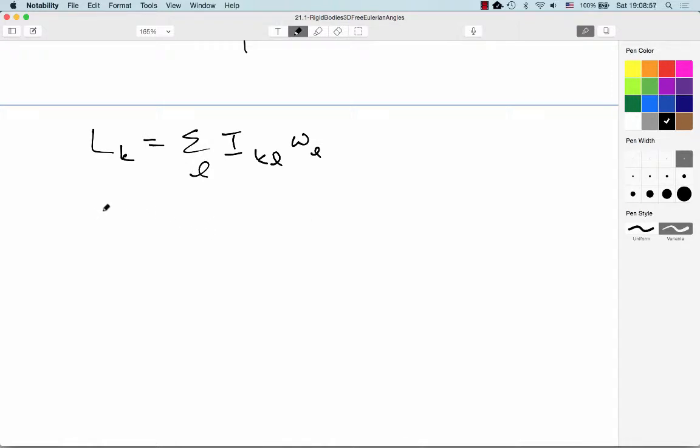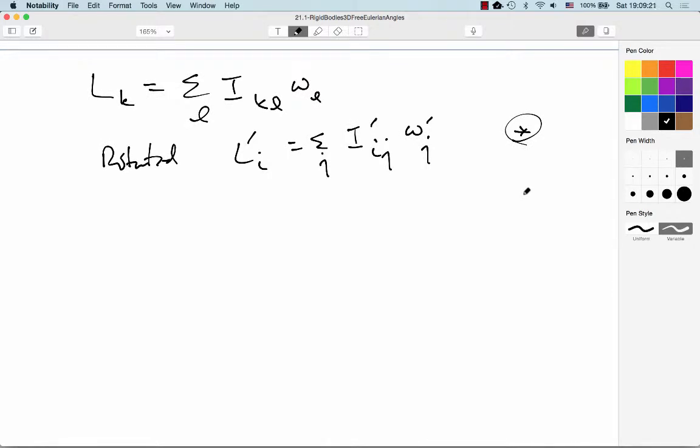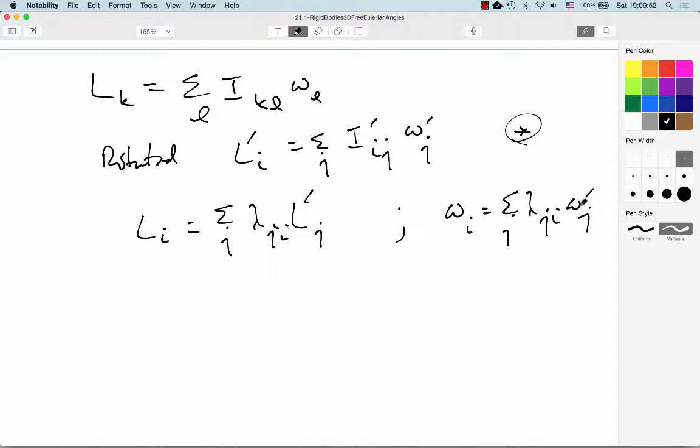So in our rotated system, we would be writing, say, some Li prime would be equal to sum over j, and it'll have an I prime of ij omega j prime, like so. We're going to call that guy star. Now, we can transform my Li prime, in my rotated frame, into my non-rotated system, into my body frame here. Li will equal sum over j lambda ji Lj prime, like so. And similarly, we can do that with the omega. Omega i would be sum over j lambda ji omega prime j.